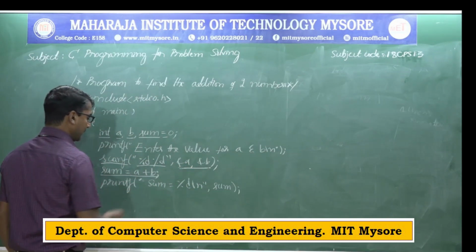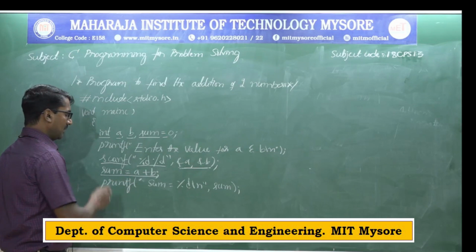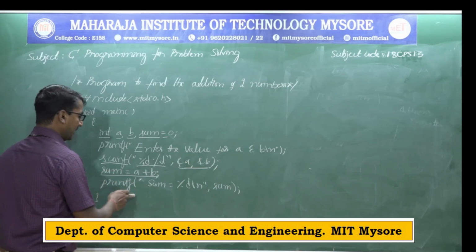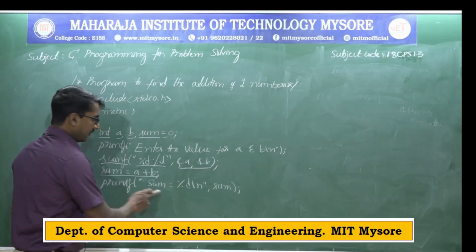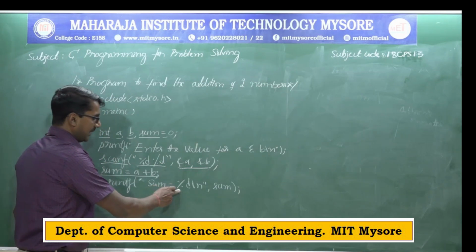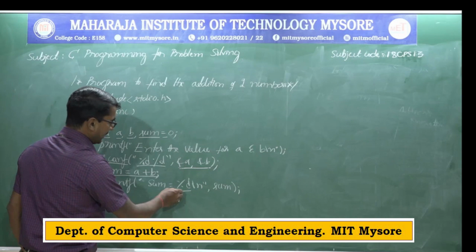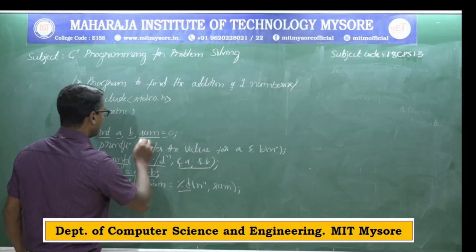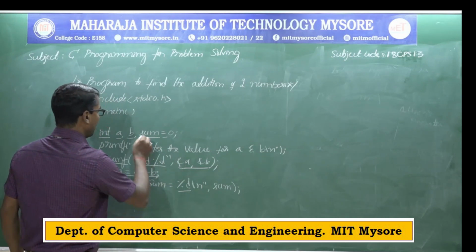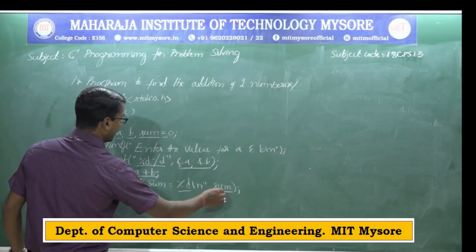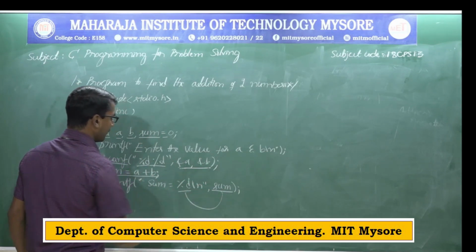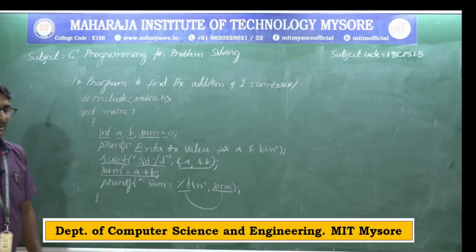Later we find the sum. Sum is equal to a plus b. After finding the sum, we are displaying the output value by using printf. printf sum is equal to %d. Here we are using %d, which is for an integer variable because sum is of type integer. Now it will display the value of sum on the computer monitor.